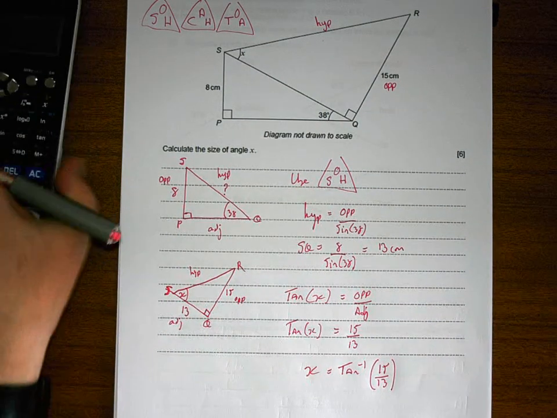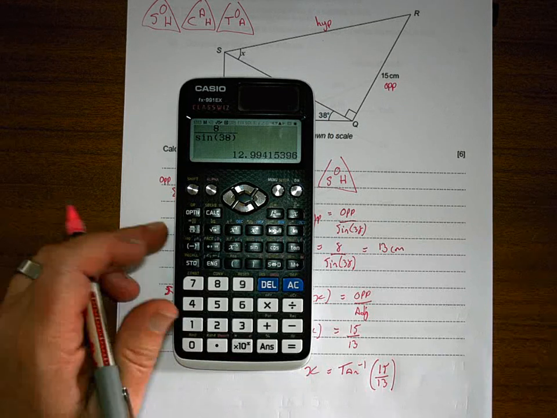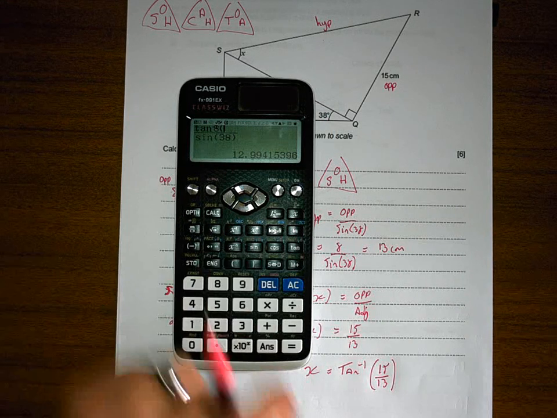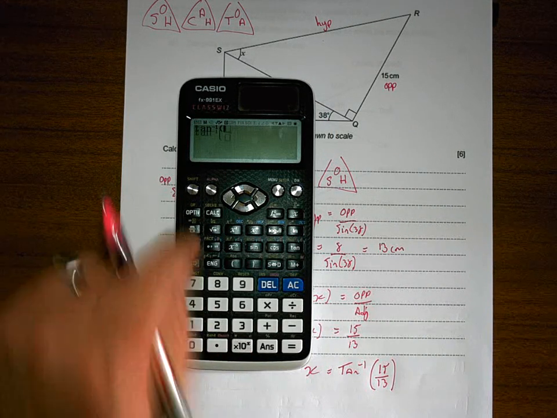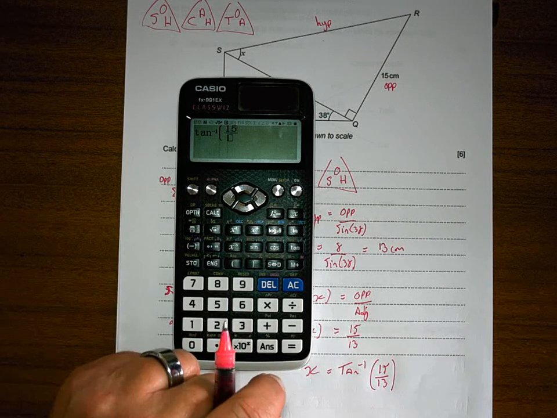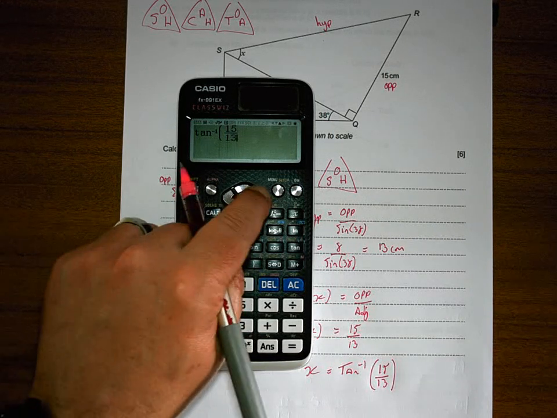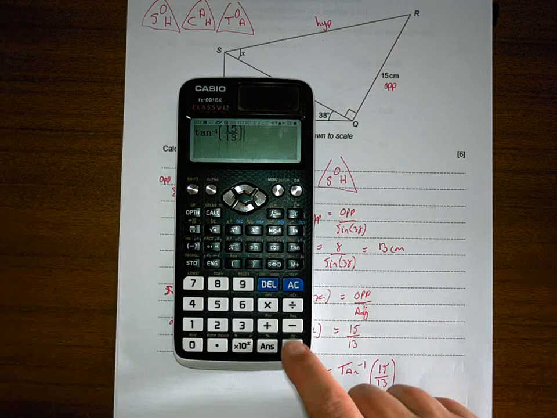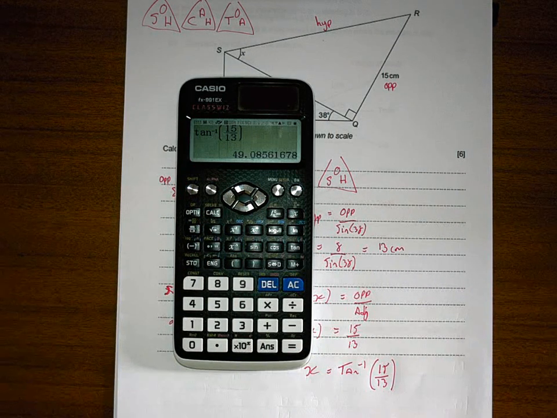So on your calculator, shift tan, and then inside there I want my fraction. It's going to have a 15 on the top of it and a 13 on the bottom. Close bracket and round to nearest whole number. It's going to be 49 degrees.